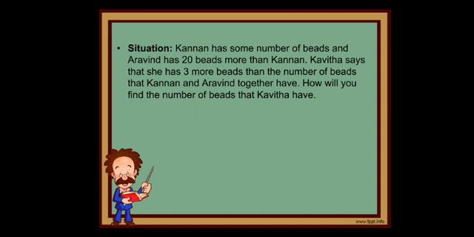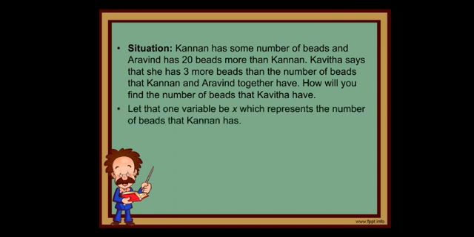The number of beats that Aravind has is 20 more than Kannan. It depends on the number of beats that Kannan has, right? Same thing, Kavita also has the number of beats that Kannan and Aravind together have. So here these 3 unknowns are interlinked. When we have unknowns like this, we fix a variable to one unknown. Let us fix x to the number of beats that Kannan has.